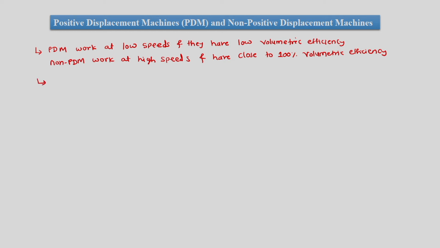Then second point is, if we completely insulate a positive displacement machine, then in that case if we stop the positive displacement machine which is completely insulated, after stopping the positive displacement machine, we have no change in the state, we mean thermodynamic state of the fluid.